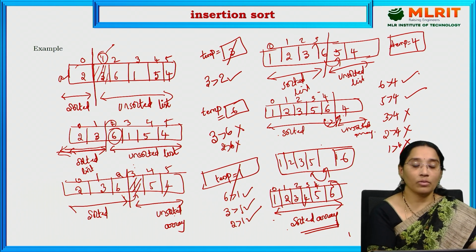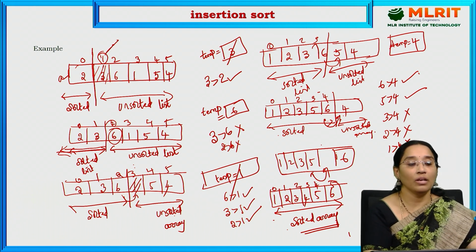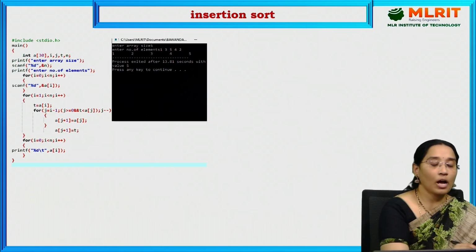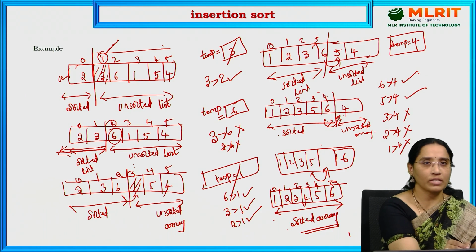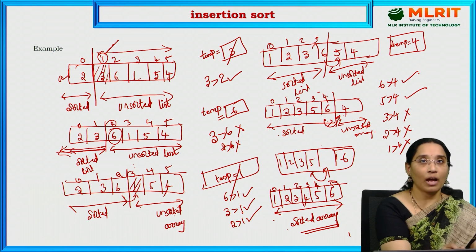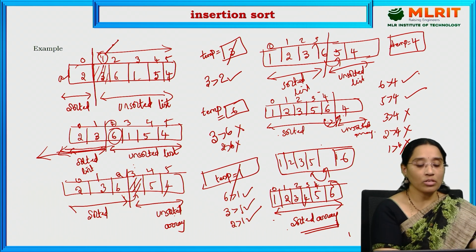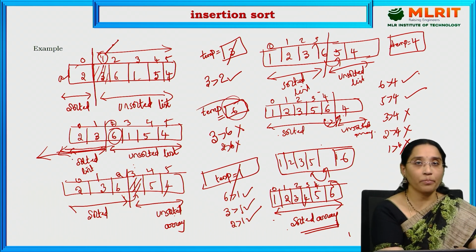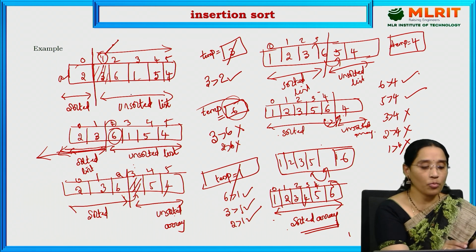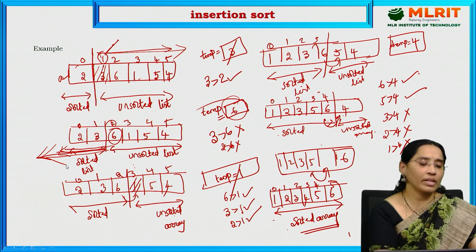So what will be the loop? For i equals 1, i less than n, i plus plus. And how many loops do we need here? We need 2 loops. Why? One, we are moving in this direction, when i is 1, i is 2, i is 3, i is 4, i is 5. And again you are moving back, because whatever value you place in the temp, you compare with the previous indexes. So one loop moves forward and one loop moves backward. So we need 2 loops here.